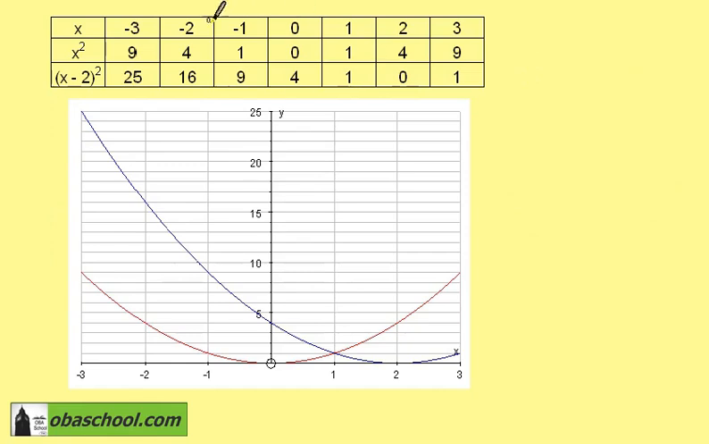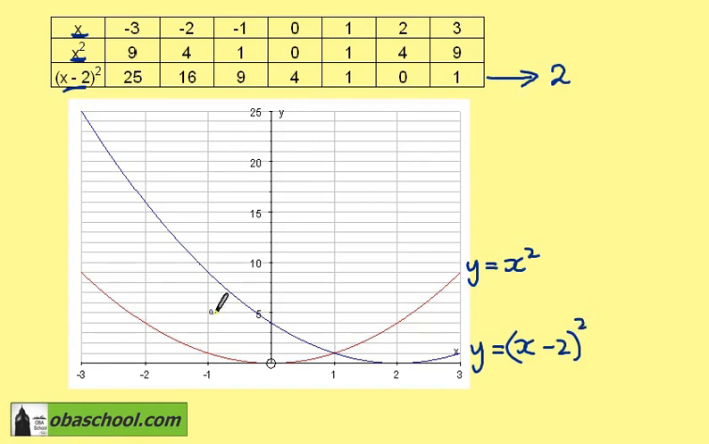Here we have the table of values again, and we know that the bottom row appears to be a shift of 2 to the right compared to the top row. Here we have a graph, and plotting x against x squared gives the red curve, so the red curve is y is x squared. Plotting x against x minus 2 squared gives the blue curve, so the blue curve is y is equal to x minus 2 squared. We can see on the graph, as well as from the table, that this appears to be a shift of 2 units to the right.